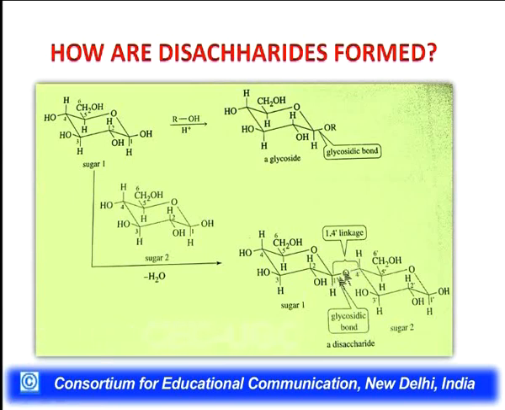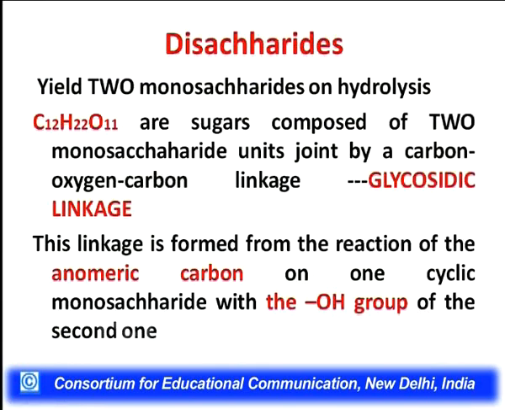So what do we see? That the anomeric OH reacts with the OH on the fourth carbon to form a glycosidic bond, and this linkage is known as 1,4 linkage. So that means, what are disaccharides? Disaccharides have the molecular formula C12H22O11. These are sugars which are composed of two monosaccharide units which are joined by a carbon-oxygen-carbon linkage, which is known as the glycosidic linkage.